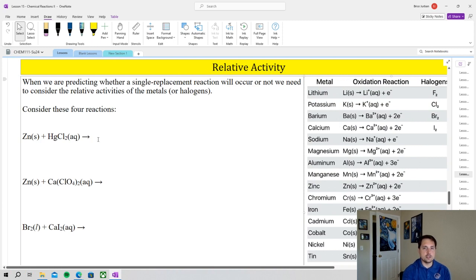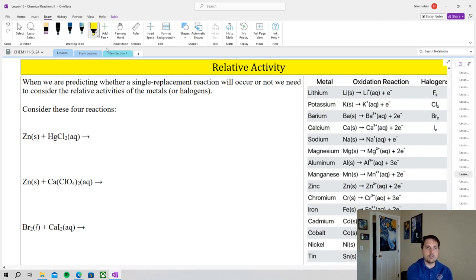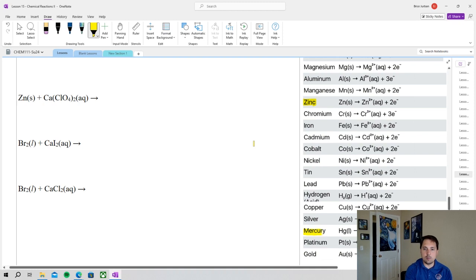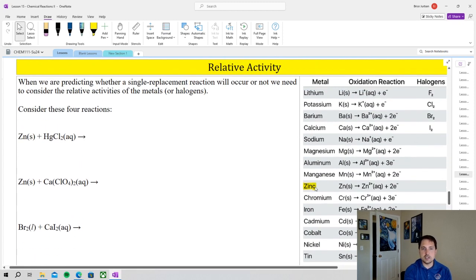What I want to look at here is 4 different chemical reactions to predict whether these reactions will actually occur or not. And for them to occur, the metal that is trying to replace the other metal needs to be more active, or the halogen needs to be more active. So when I look at the reaction between zinc and mercury 2 chloride, we see that zinc is trying to replace mercury here. And what we look for is the relative activities, and mercury is all the way down here. So since zinc is higher up on this activity series, it will displace the mercury.